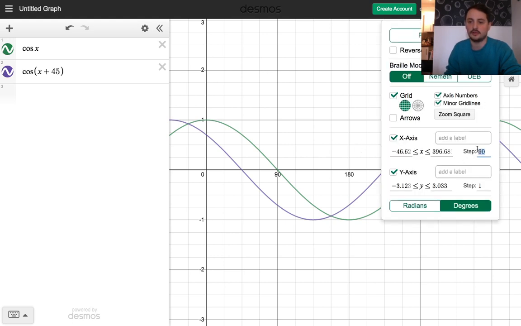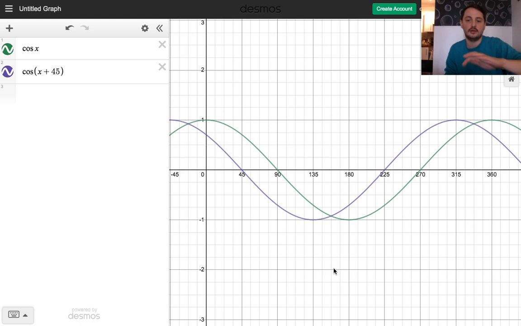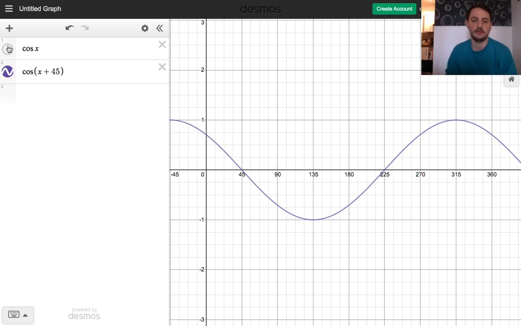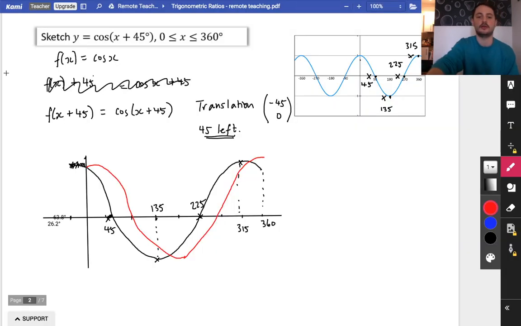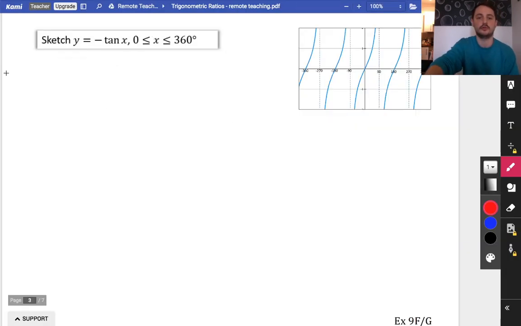In fact, I'm just going to quickly change this so you can see really clearly all those places where it should have crossed. So the answer is the purple one between the 0 and the 360, and the green one I've put there just to try and make it a little bit easier to see. Okay, so let's have a look now at another example, one that should hopefully be easier to draw.